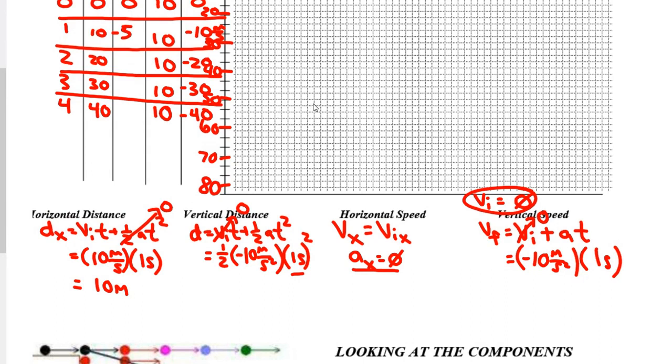Next, we have 2 squared times negative 10 times a half. 2 squared is 4. Half of 4 is 2, and 2 times negative 10 is negative 20.